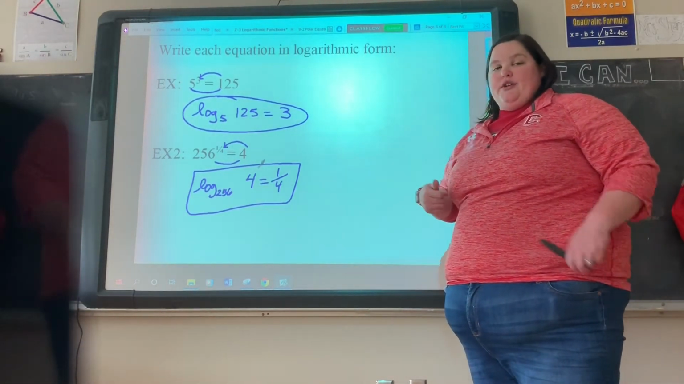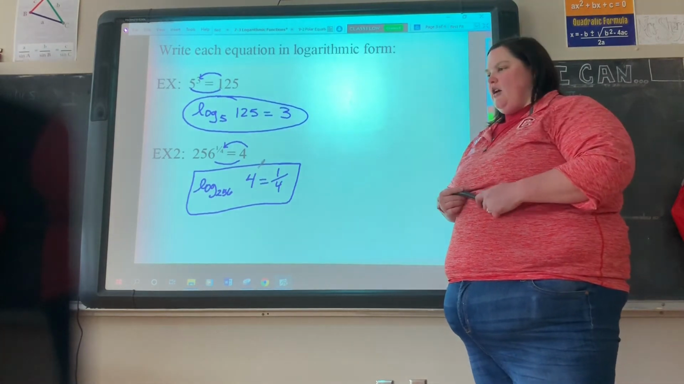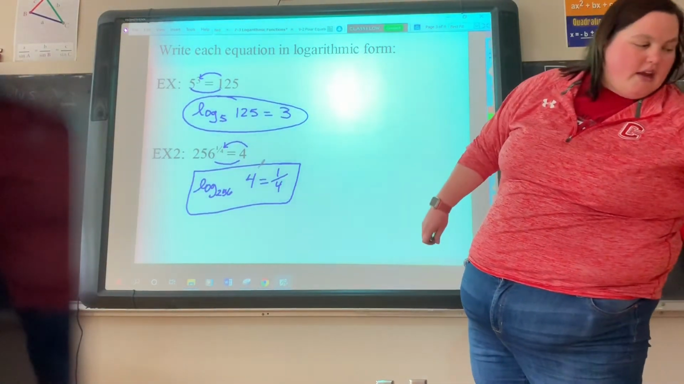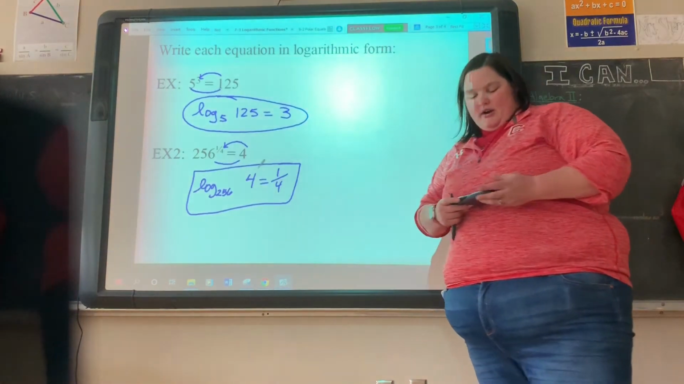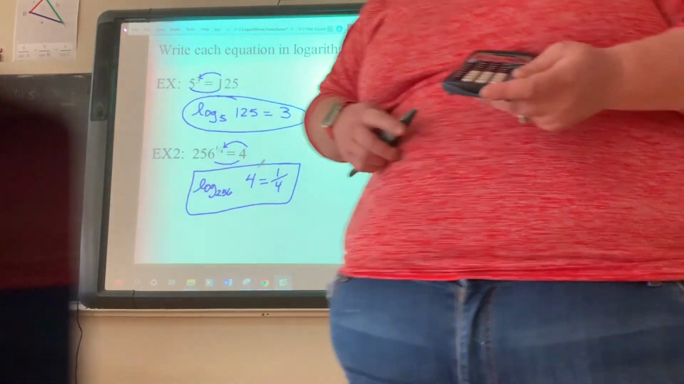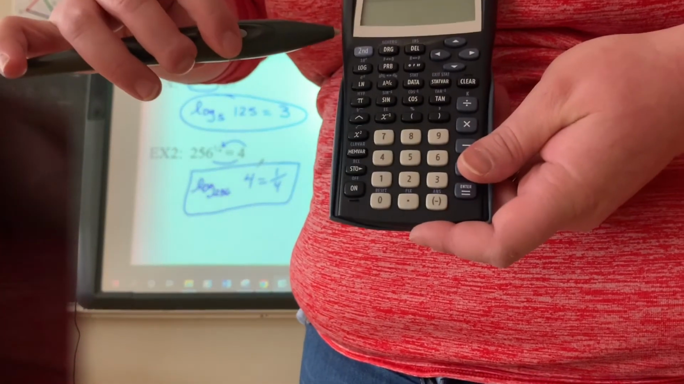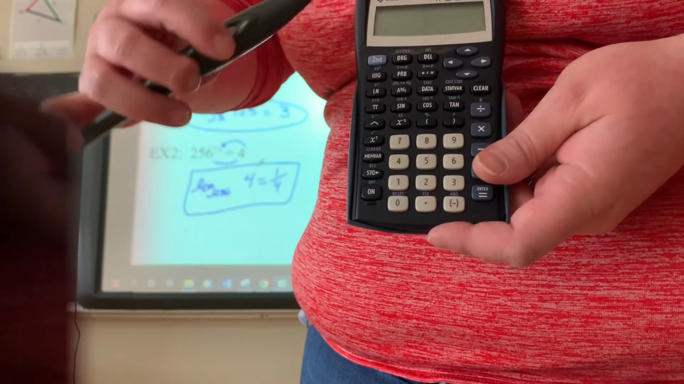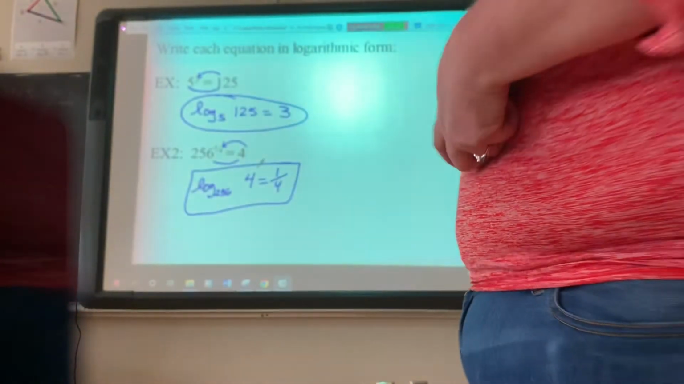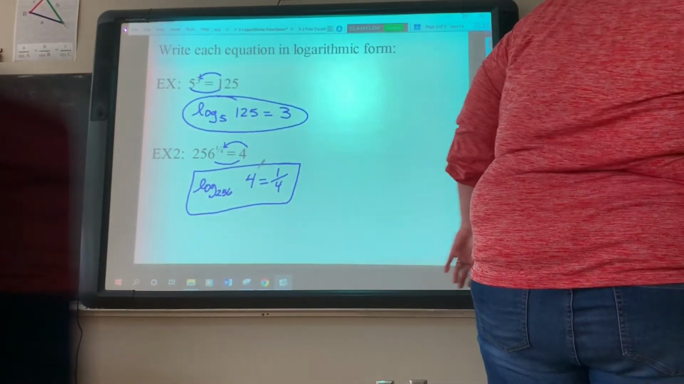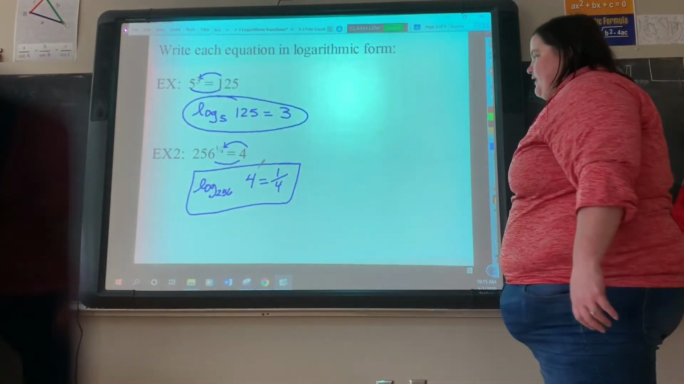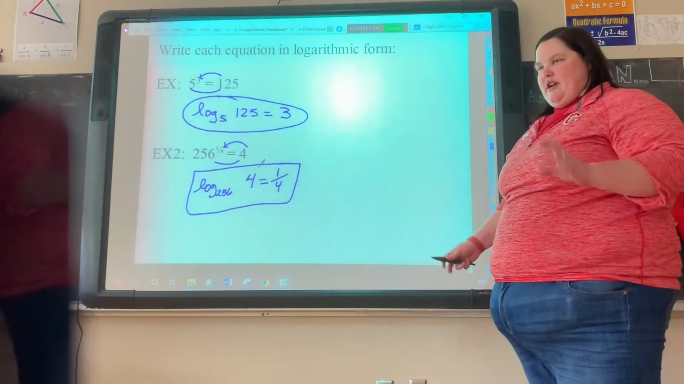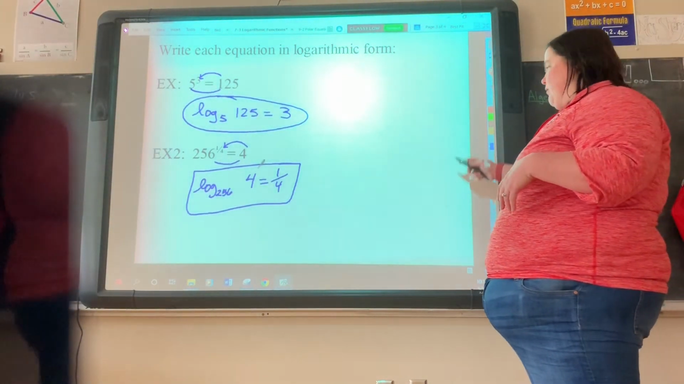So the next thing I'm going to show you is how to evaluate these. All calculators have a log key on there somewhere. A lot of times, with my blue calculator, it's in the first row of buttons, right underneath the second key. The log that's programmed into all calculators is a specific log. So when we're trying to find other logs, there's a couple of things we have to do in order to make it work in our calculator.